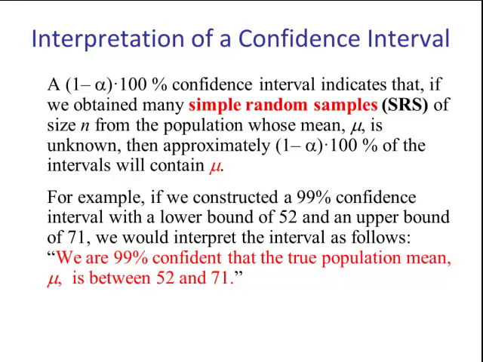A 1 minus alpha times 100% confidence interval indicates that if we obtain many simple random samples of size n from a population whose mean mu is unknown, then approximately 1 minus alpha times 100% of the intervals will contain mu. For example, if we constructed a 99% confidence interval with a lower bound of 52 and an upper bound of 71, we would interpret the interval as follows. We are 99% confident that the true population mean, mu, is between 52 and 71.